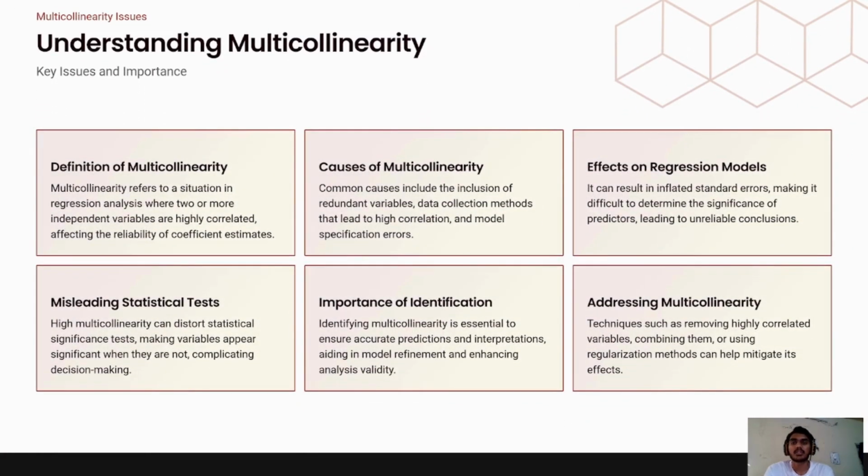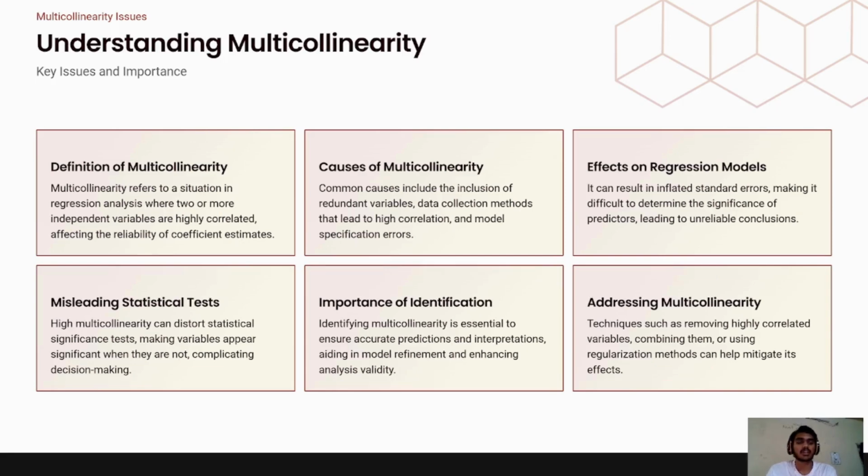Understanding multicollinearity. Definition of multicollinearity. It refers to the situation in regression analysis where two or more independent variables are highly correlated, affecting the reliability of coefficient estimates. Causes of it. Common causes include the inclusion of redundant variables, data collection methods that lead to high correlation, and model specification error. Effect on regression model.